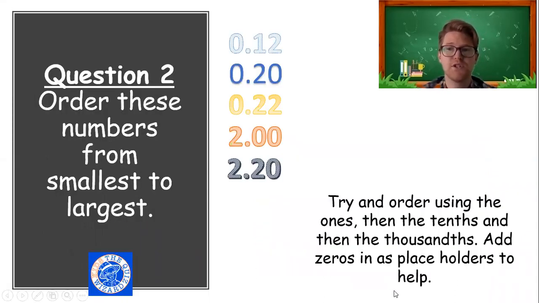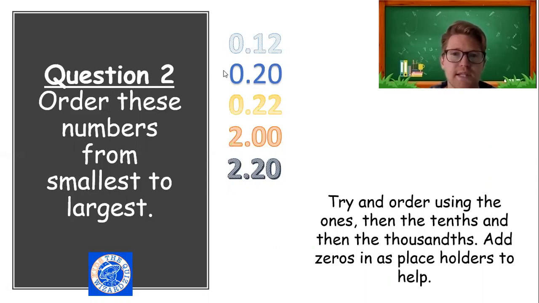So, question 2, I asked you to order these decimal numbers. Try and order them, first of all, using the ones, then the tenths, and then the thousandths. I always think adding zeros in as placeholders helps as well. As you can see here, if you start with the ones, you'll be able to see which number's smaller and larger. Now we've got 3 that have no ones and 2 that have 2 ones. So that helps us out a little bit. And then we need to look at the columns. So I look at the tenths.